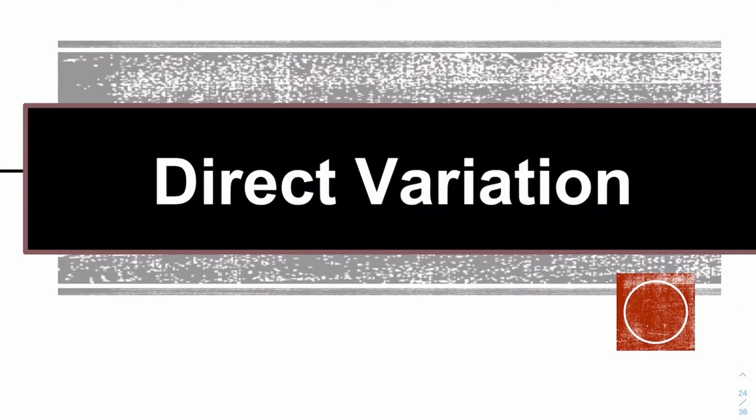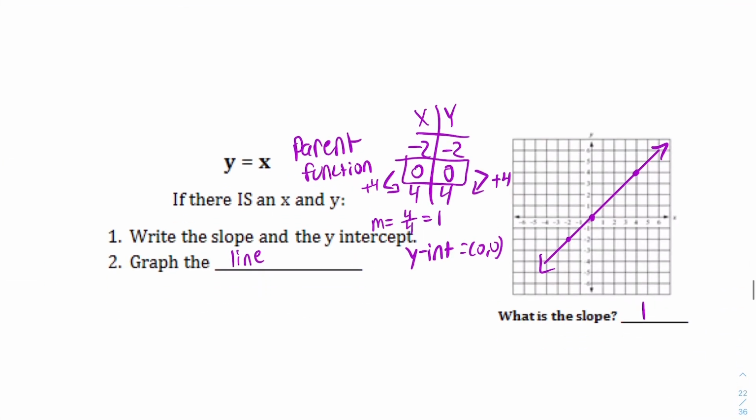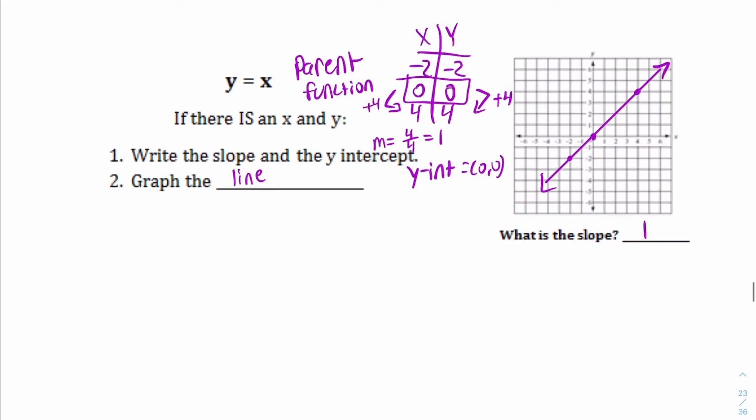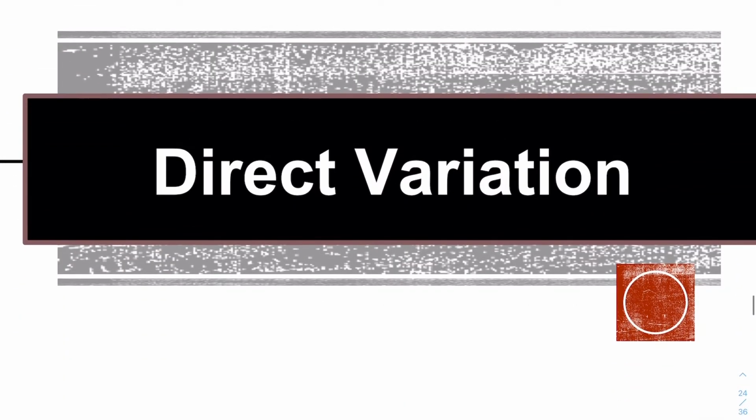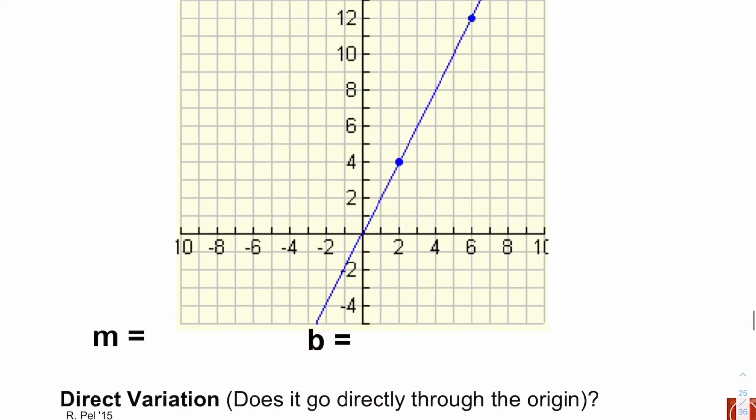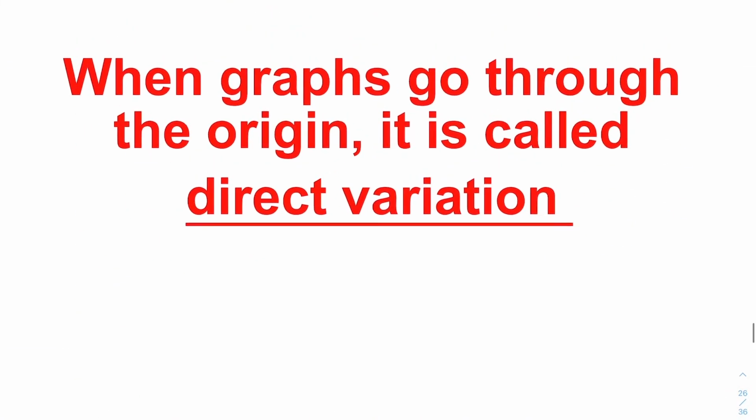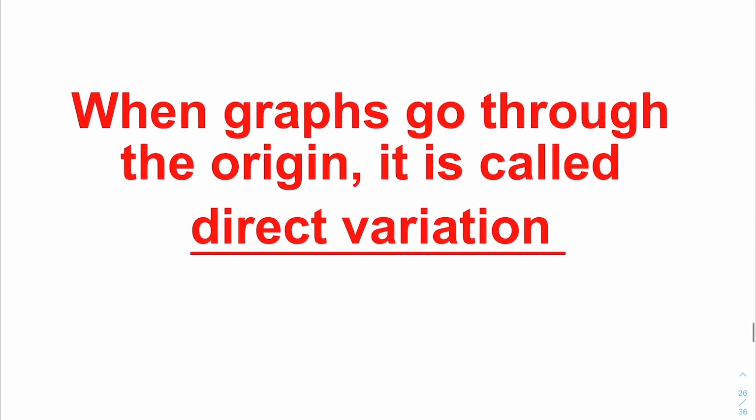Now let's do direct variation a different way. Y equals x is the parent function, and direct variation is a little bit more of an algebraic way of thinking of the parent function. Write this definition down. When graphs go through the origin, it's called direct variation. You are defining this word.